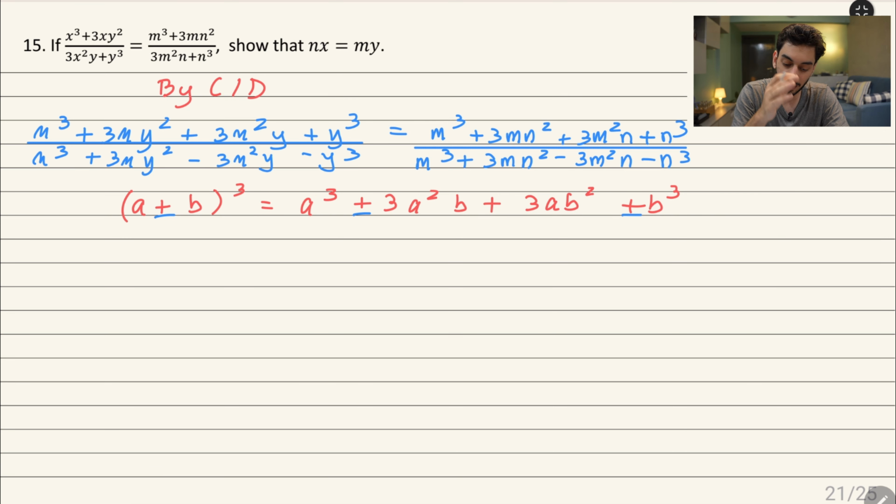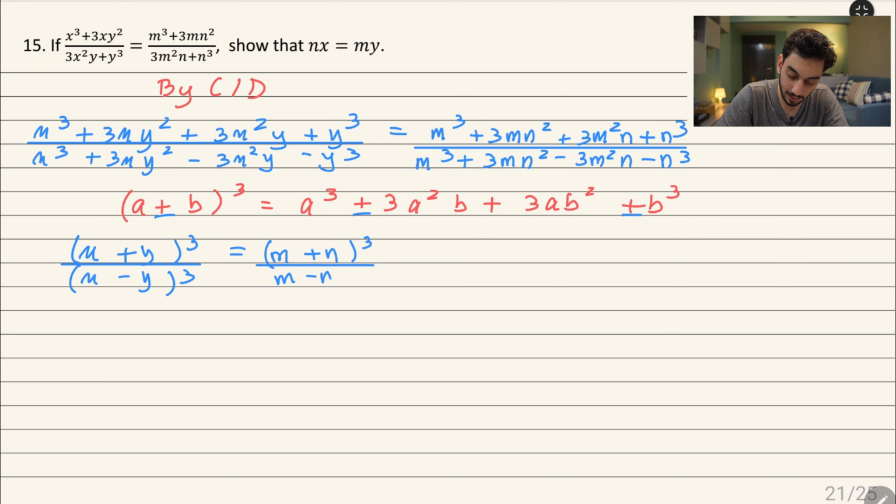Okay, so my left hand side can now be written as (x plus y) the whole cube upon (x minus y) the whole cube, which is equal to, on the right hand side, (m plus n) the whole cube upon (m minus n) the whole cube. Now everything is a cube, so I can take a cube root on both sides, so it becomes (x plus y) upon (x minus y) is equal to (m plus n) upon (m minus n).